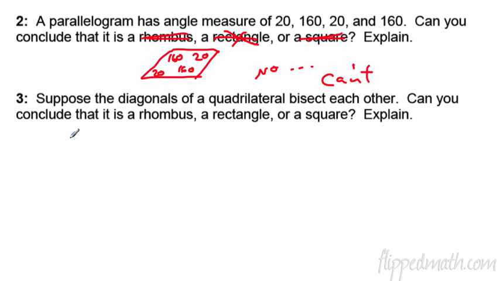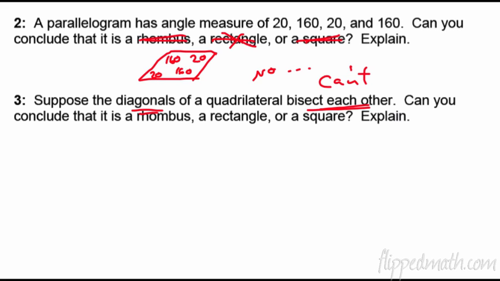3, suppose the diagonals of a quadrilateral bisect each other. Okay, diagonals of a quadrilateral bisect each other. Can you conclude it is a rhombus, a rectangle, or a square? What do you think about that one? All right, so what do we know if the diagonals bisect each other? If they bisect each other, we know from previous lessons that means it's a parallelogram. Okay, can you conclude it's a rhombus, rectangle, or a square? Just if the diagonals bisect each other.